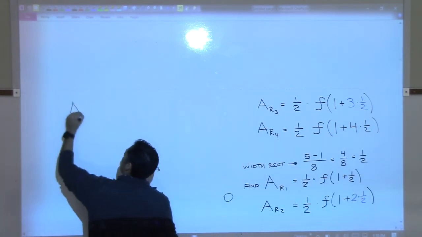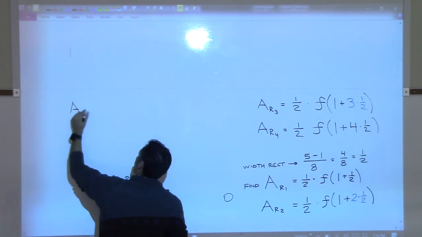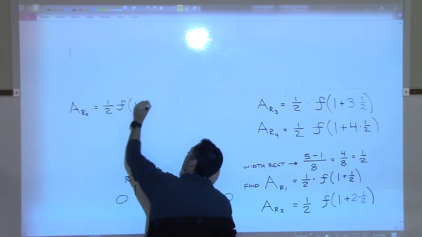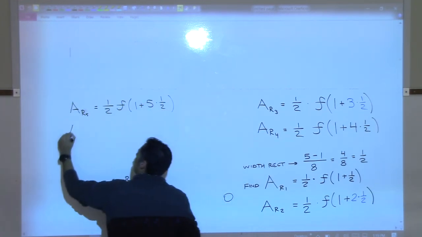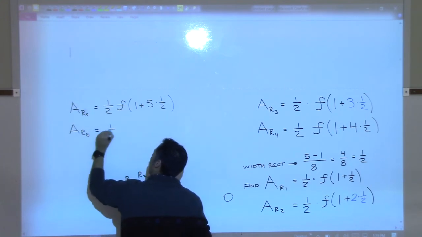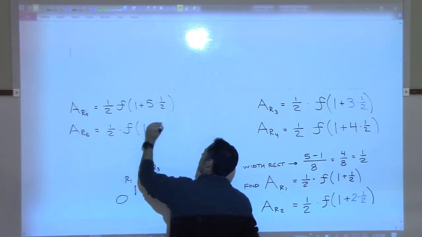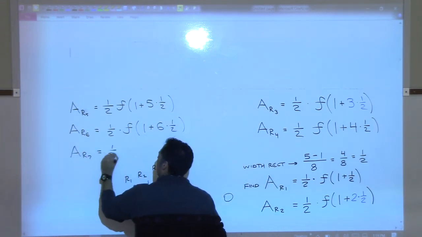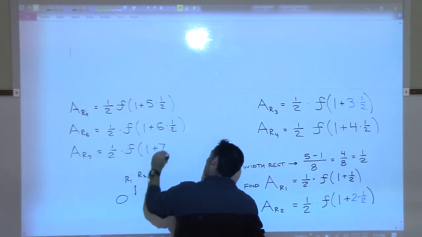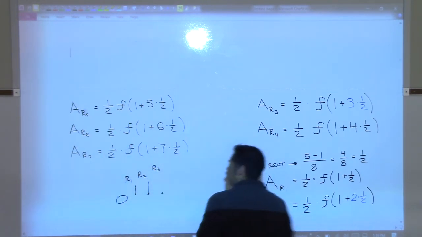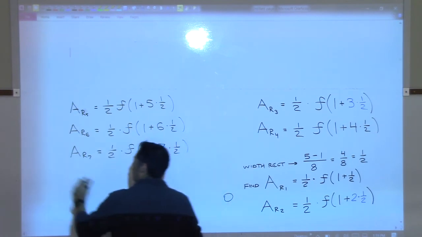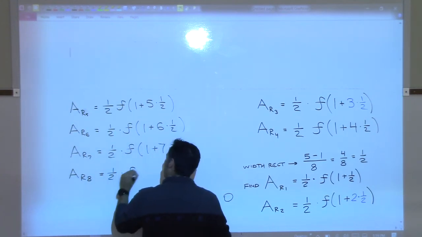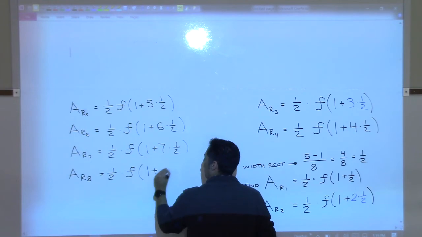The area of the fifth one, of rectangle 5, is 1/2 f of 1 plus 5 times 1/2. The area of rectangle 6 is 1/2 times the function's value at 1 plus 6 times 1/2. 2 more. The area of rectangle 7 would be equal to 1/2 times the function's value at 1 plus 7 times 1/2. And then the very last one, the area of rectangle 8 should be 1/2 times the function's value at 1 plus 8 times 1/2.